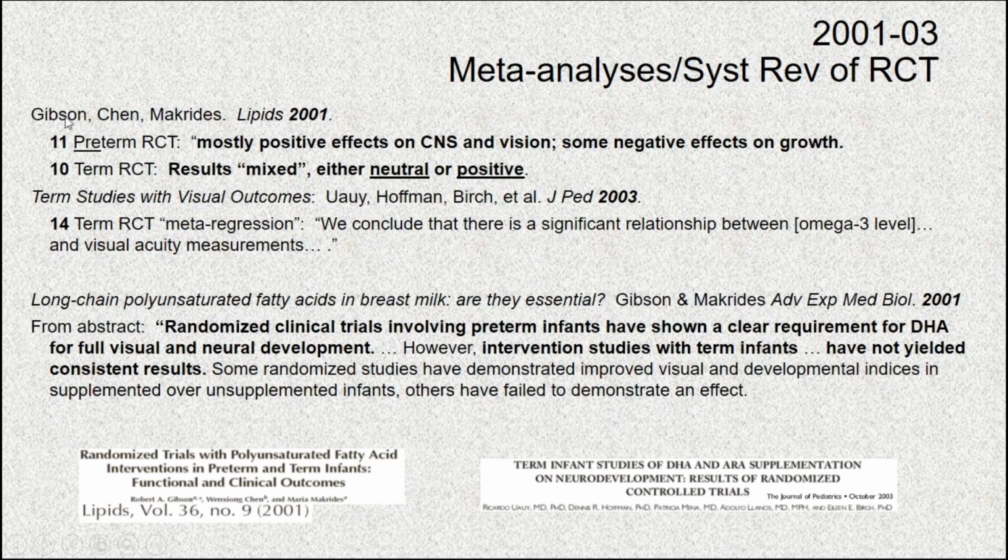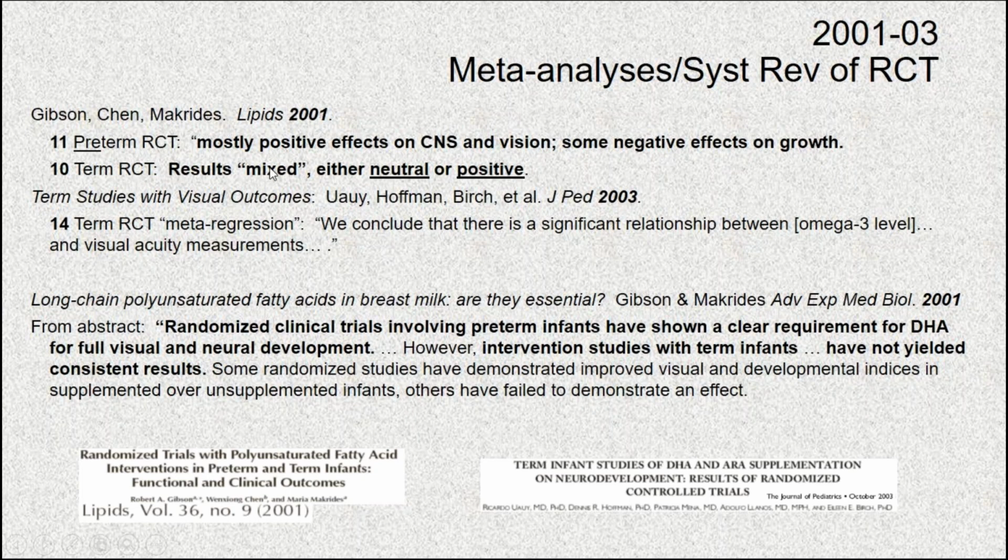Up to that point, there were something like a dozen. There's 11, there's 10 in this particular review. There's 14 in this particular review, which was a couple of years later, showing mostly positive effects on central nervous system and vision. Some negative effects on growth, but that more or less disappeared. There wasn't that much to that.